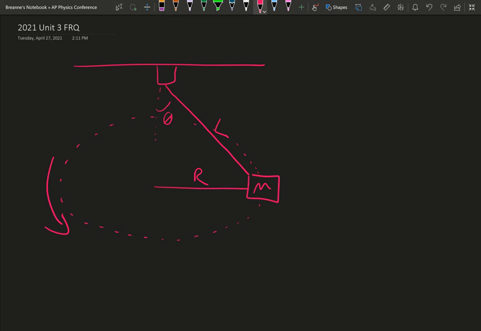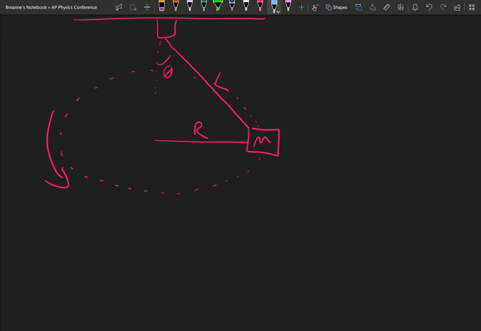So part A-I states, the block below represents the object as it travels in the horizontal circle at a constant tangential speed at the position shown in the figure above. On the dot, draw and label the forces, not components, exerted on the object. Each force must be represented by a distinct arrow starting on and pointing away from the dot.